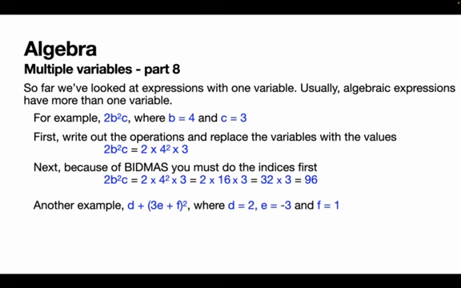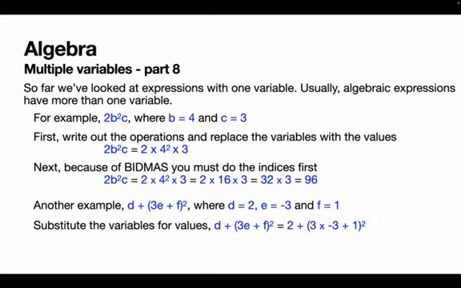So as usual, substitute the variables for values. So d plus open brackets 3e plus f close brackets squared. If all we do is substitute the values for the variables and list out all the operations, it becomes 2 plus open brackets 3 times minus 3 plus 1 close brackets, squared.